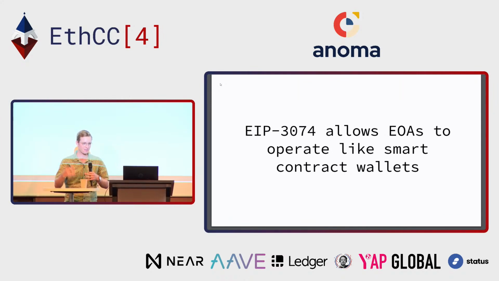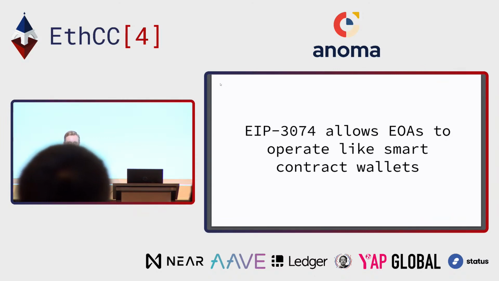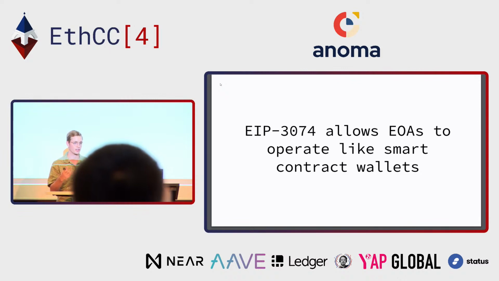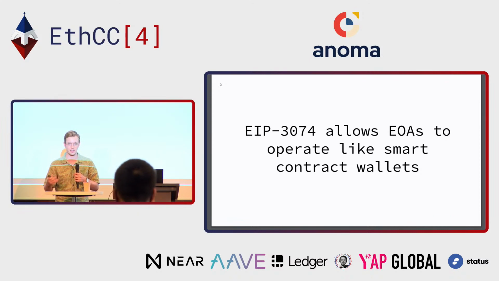If you can leave this presentation with one thought, I would like it to be that 3074 allows EOAs to operate like smart contracts. There have been different ideas throughout the history of Ethereum to try and make EOAs more powerful. 3074 is a new idea to make EOAs more powerful.